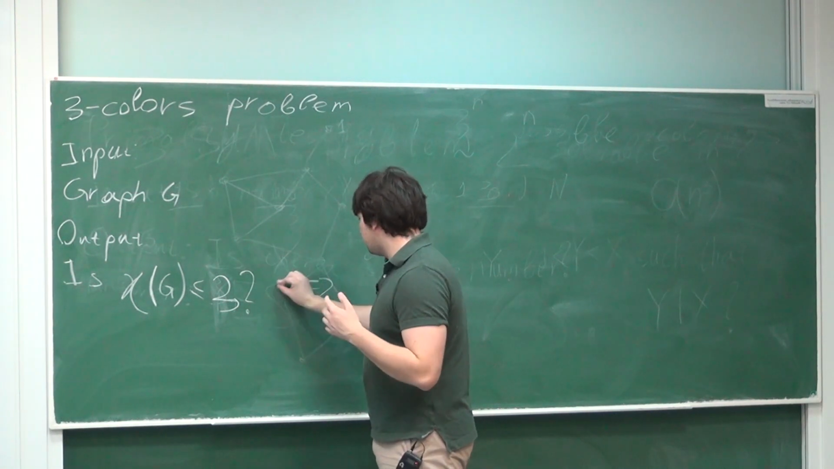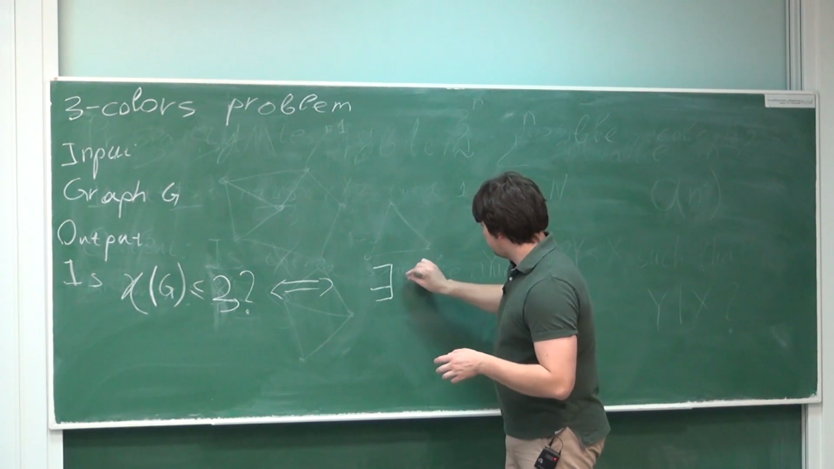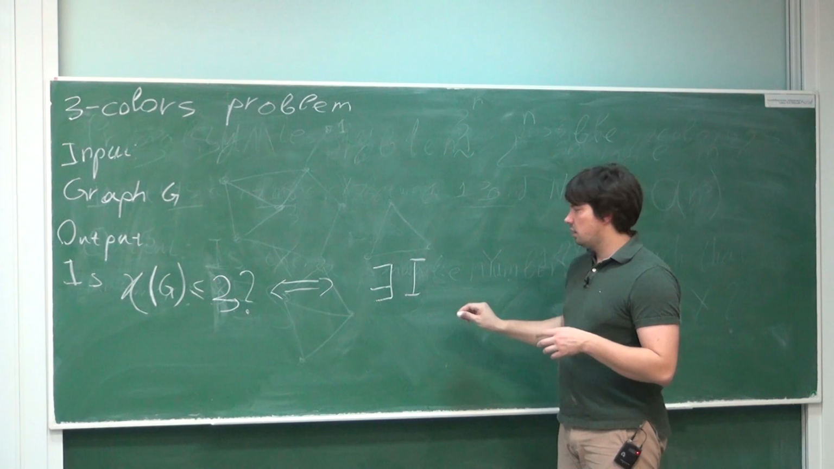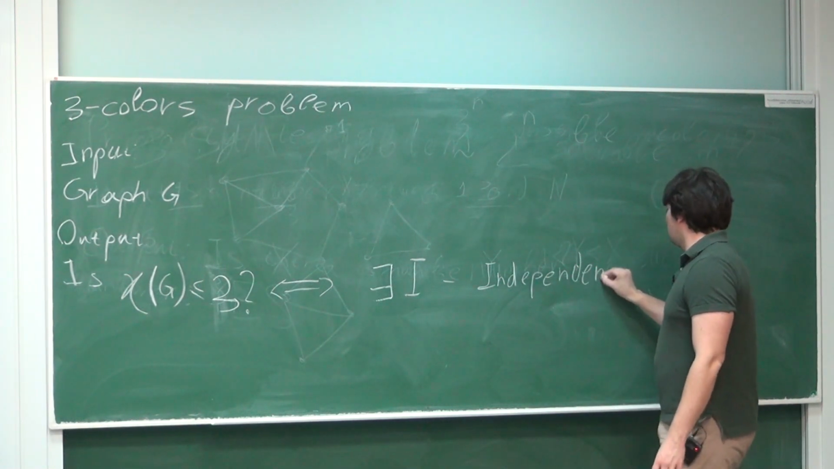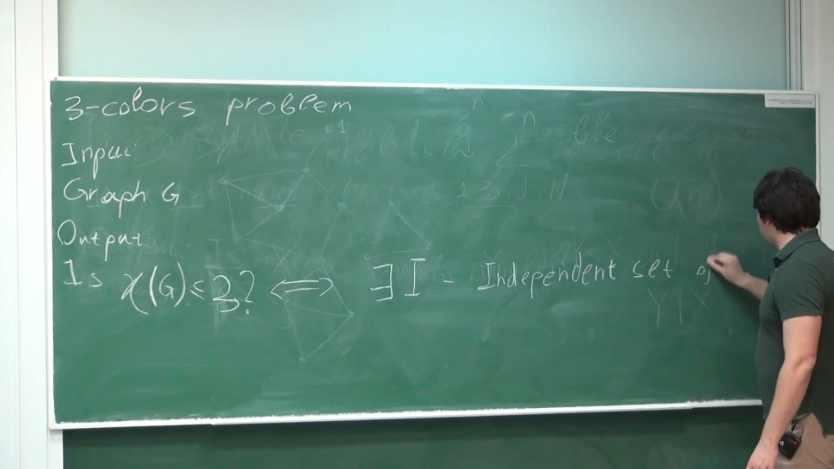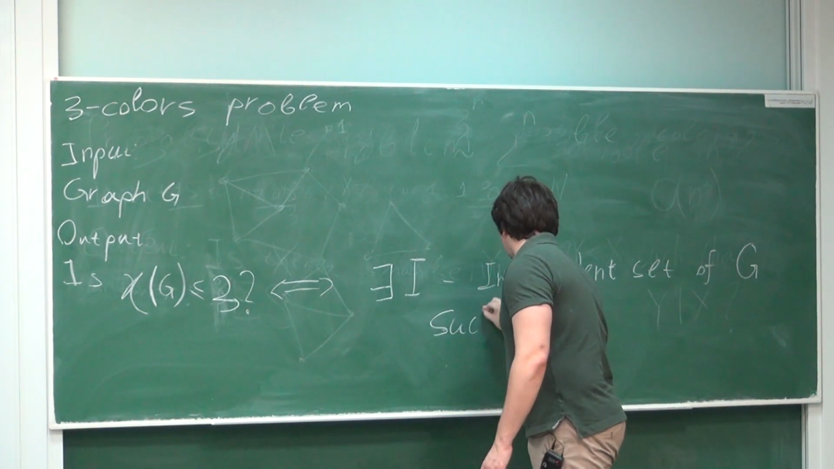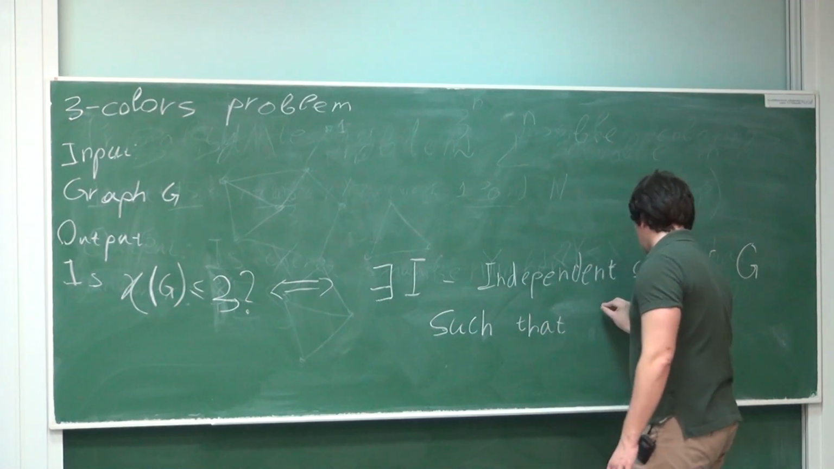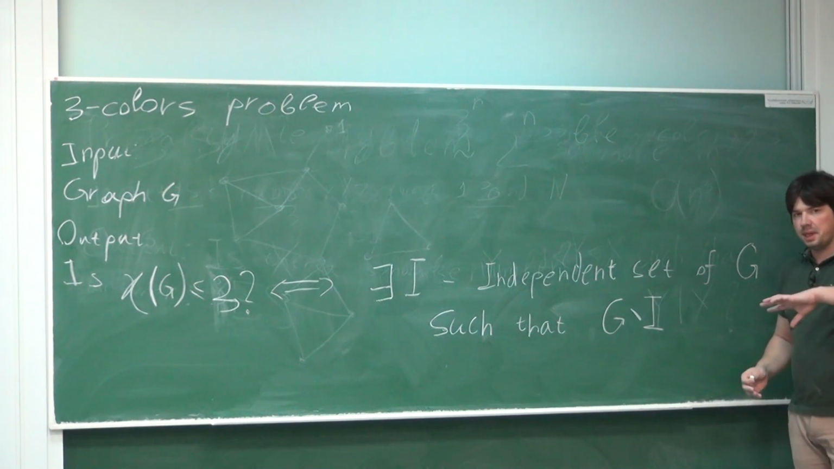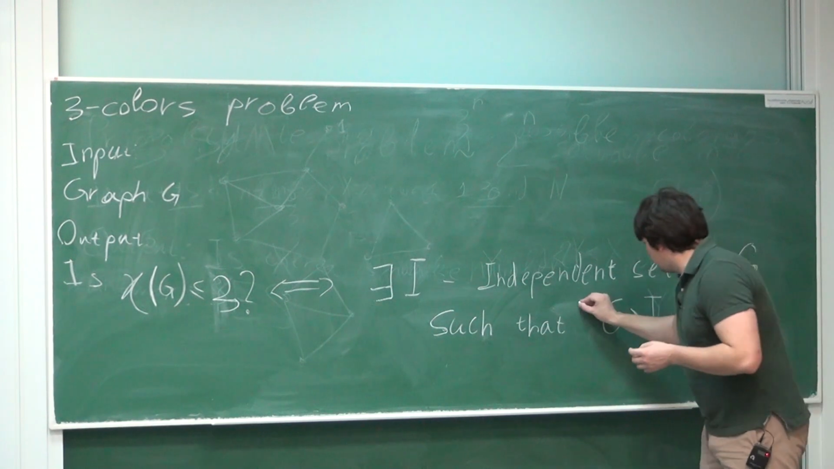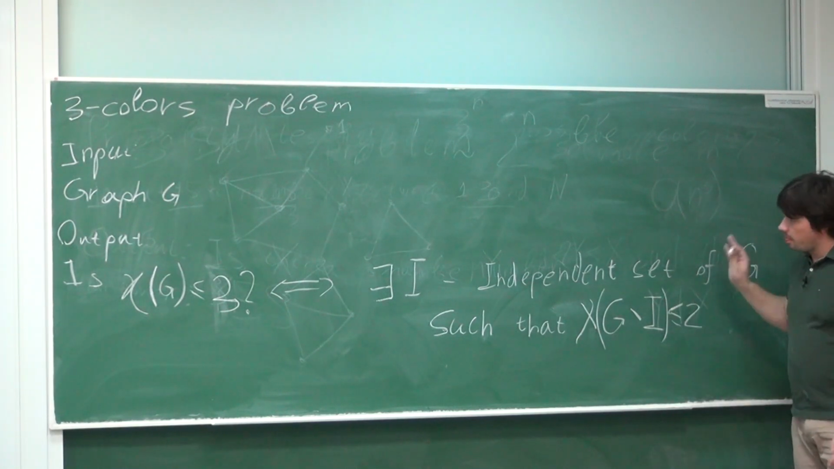So this is equivalent to: there exists an I which is an independent set of G such that G minus I, so G with that independent set thrown out, has chromatic number at most 2.